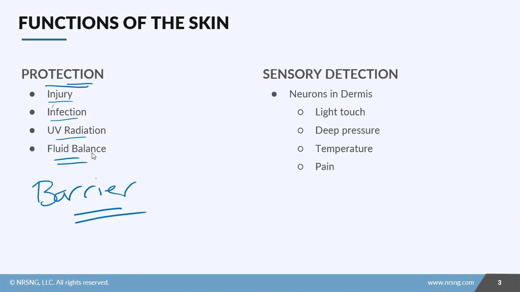Now, the skin also plays a huge role in sensory detection. There are a lot of specialized neurons or nerve endings in the dermis that help us to detect different things like light touch, deep pressure, different temperatures, and pain. So without these things, it's really difficult to prevent injury. It's difficult to get our bearings, kind of know what's happening in our world. So it's really, really important that we're able to detect those things.